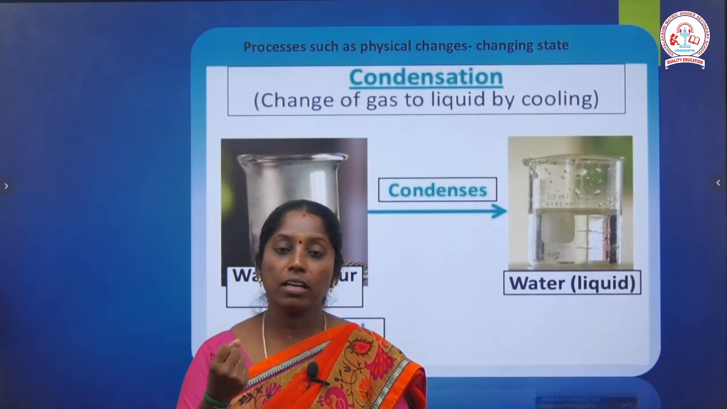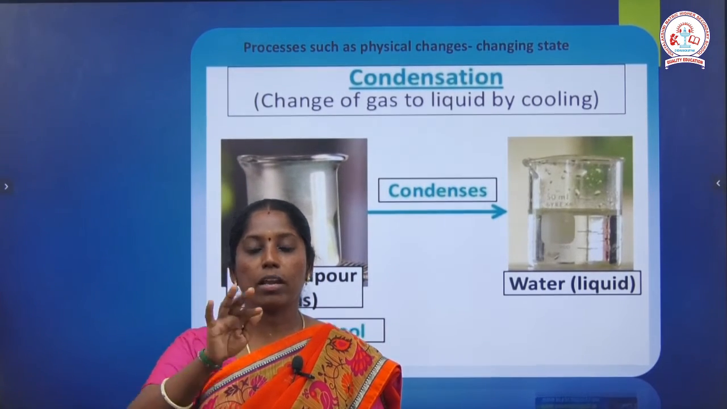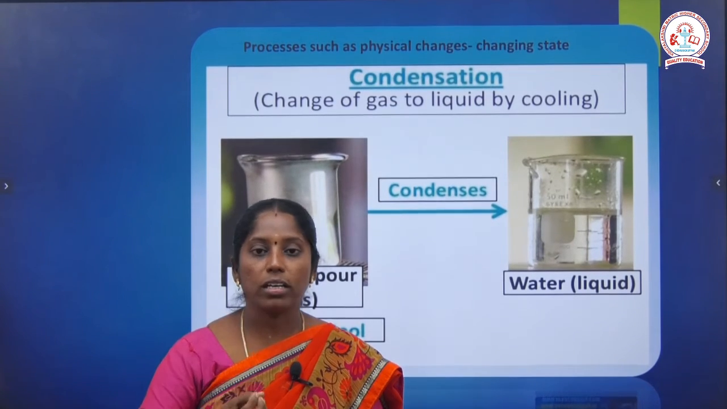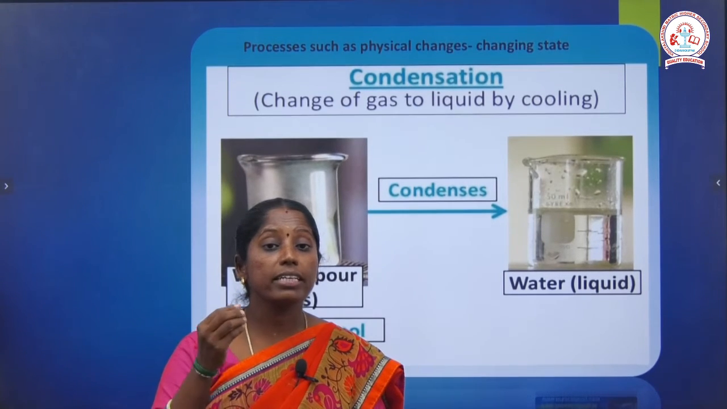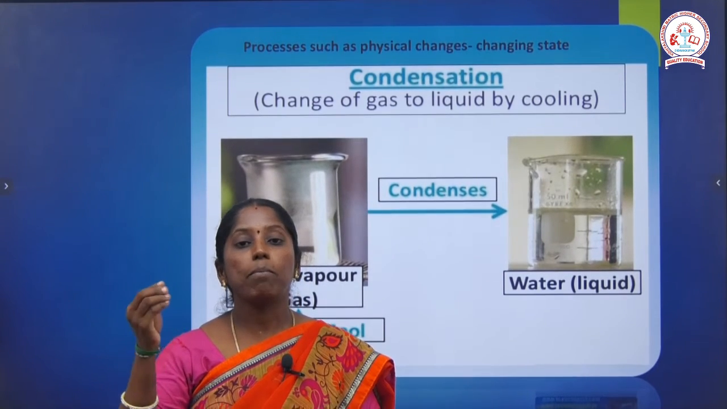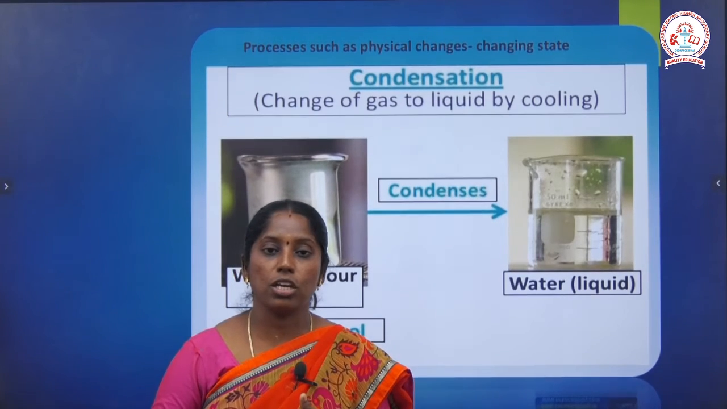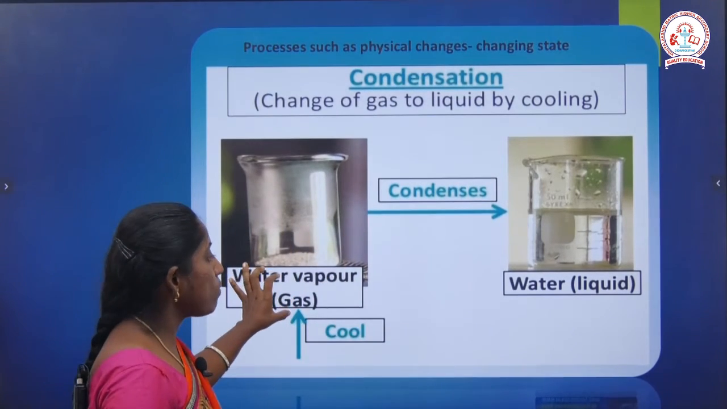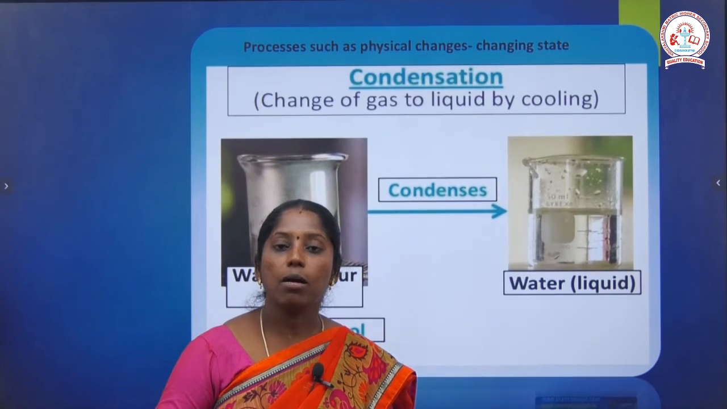Where do they come from? The water gets heated and evaporated, and the water vapor goes and condenses on the lid. It comes again as water. That process we can call condensation, the change of gas into liquid by cooling. This is opposite to evaporation. Water vapor changes into water, gas changes into liquid.